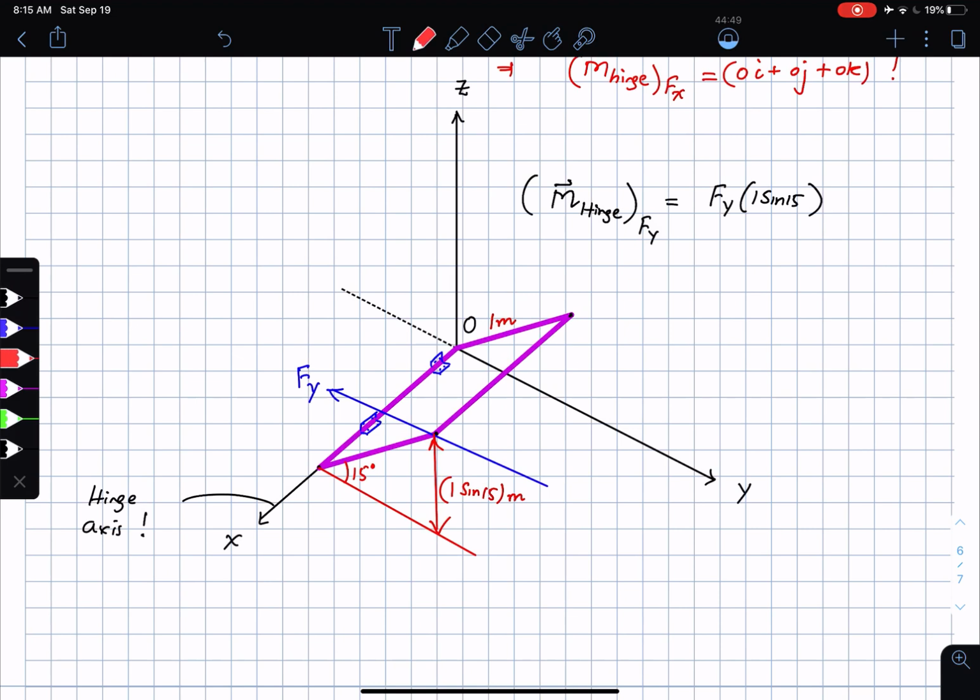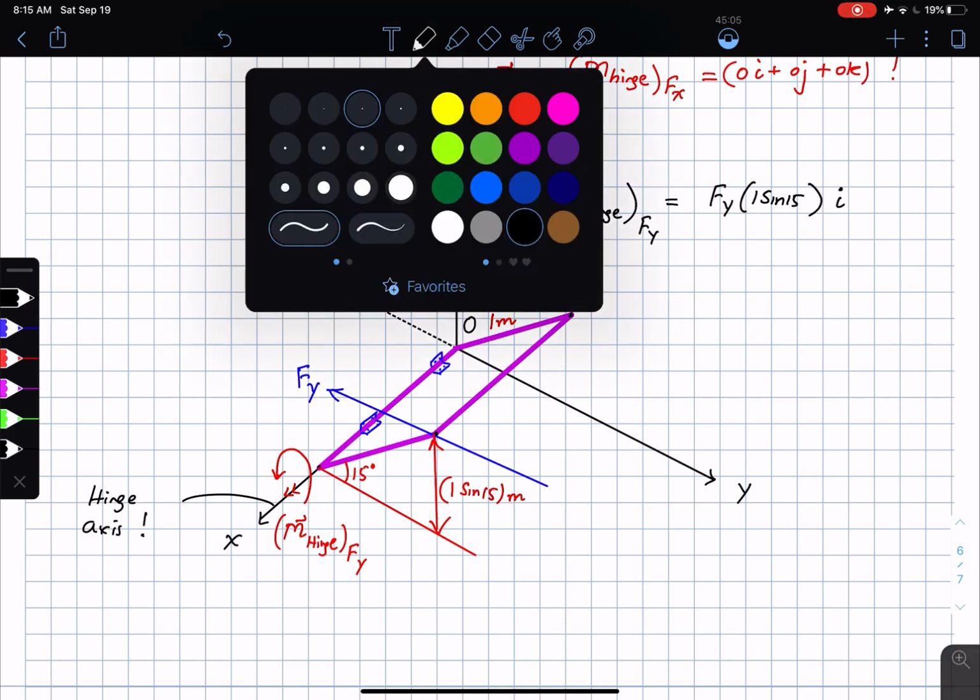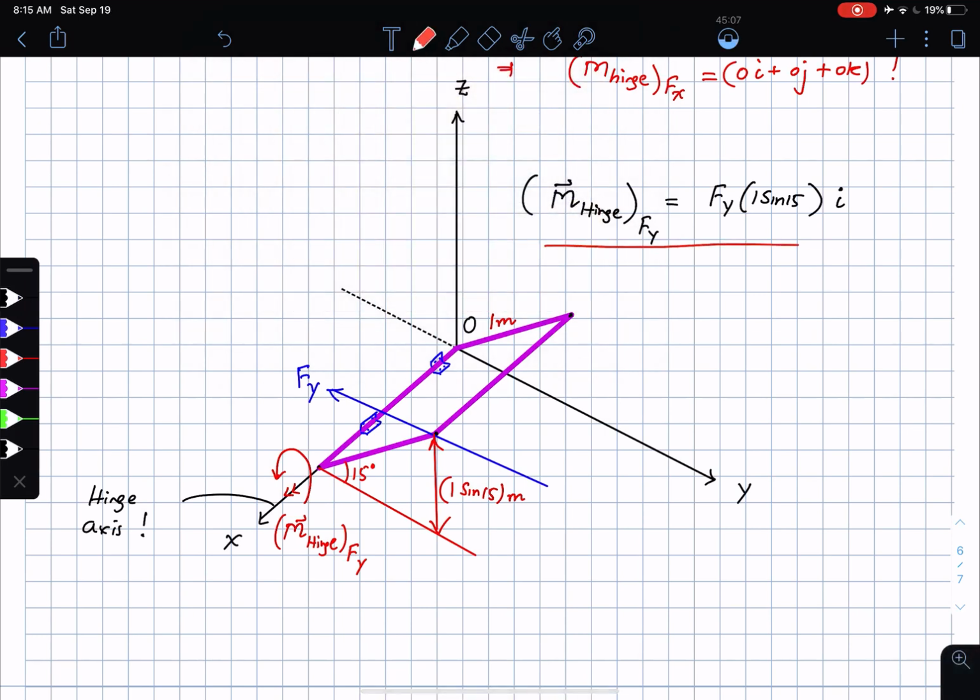Which means that this is going to be the direction of the moment about the hinge axis due to the force Fy. So this is going to be a positive i. So that's one thing that we did. Then I need to do one more thing, right? I need to find the moment about the hinge axis due to the force Fz.